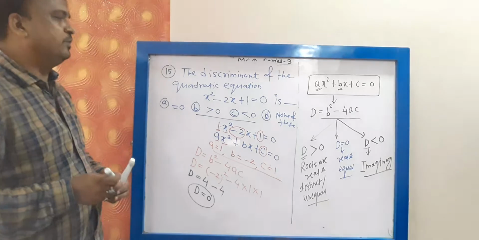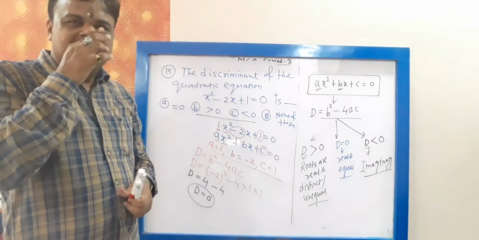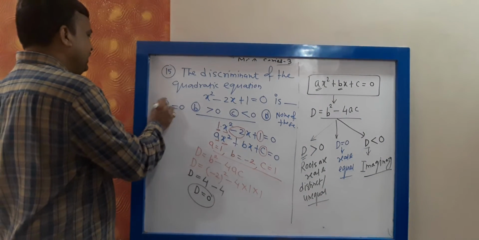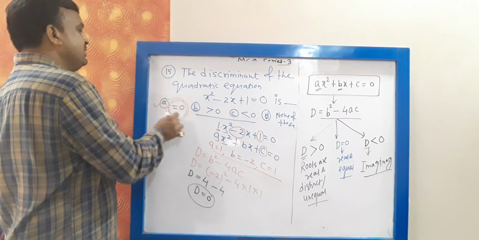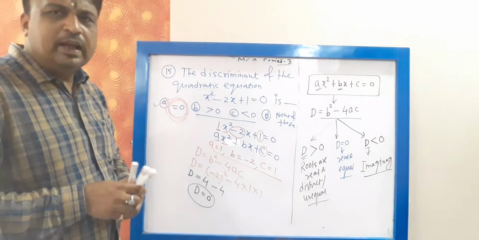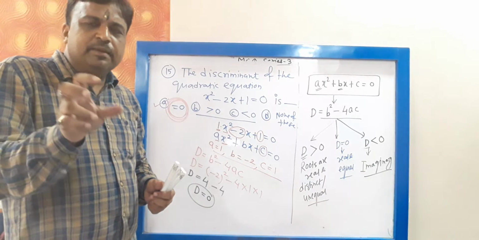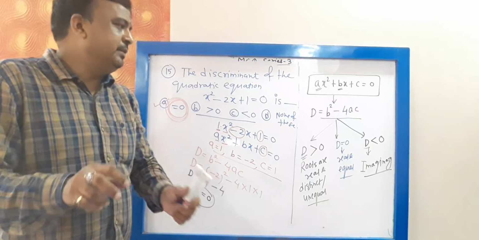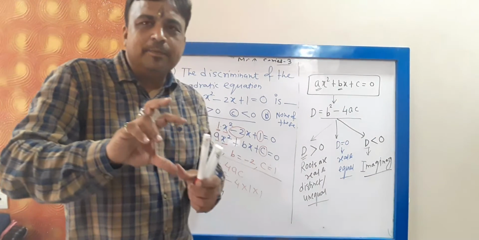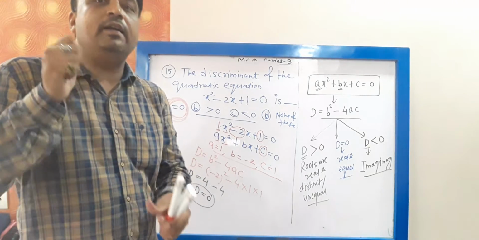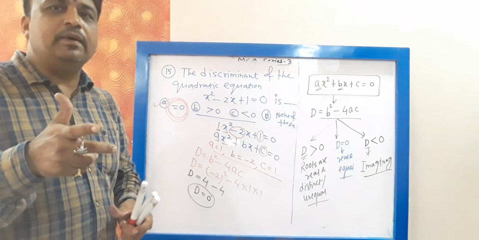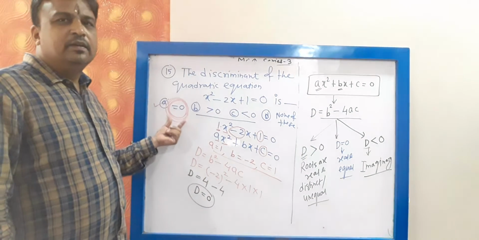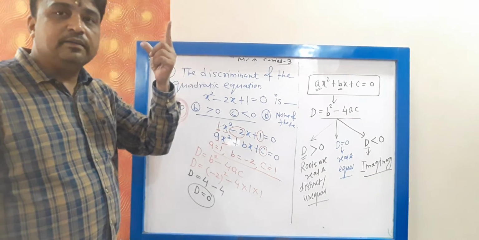D is 0. So which is the correct option? Option number A, discriminant is equal to 0. Now the additional part of this: if discriminant is 0, then what is the nature of roots? The roots are real and equal. So this part also can be asked in MCQ. If discriminant is 0, then the roots are real and equal.